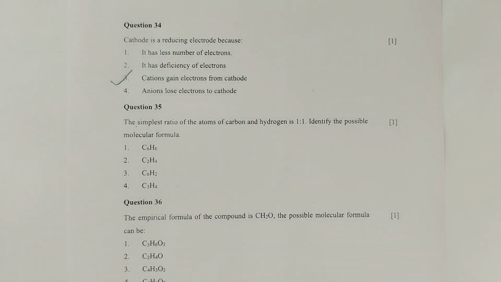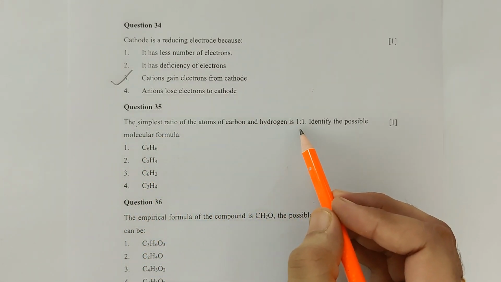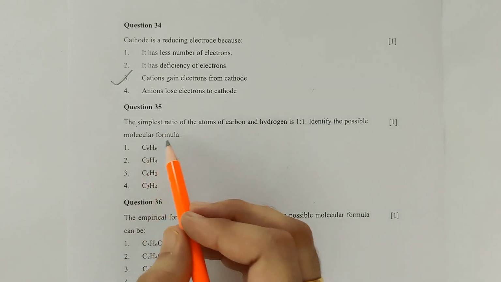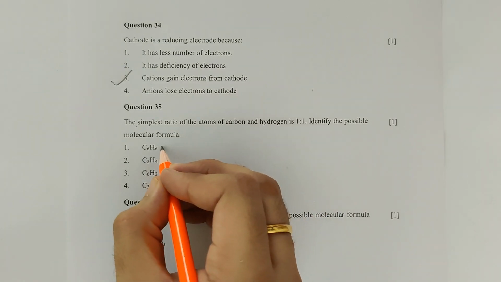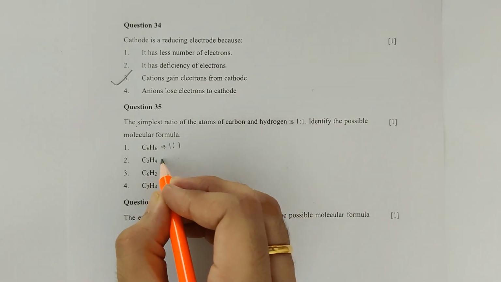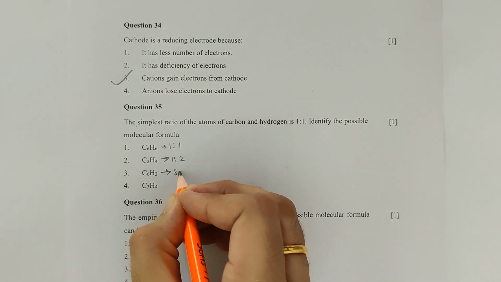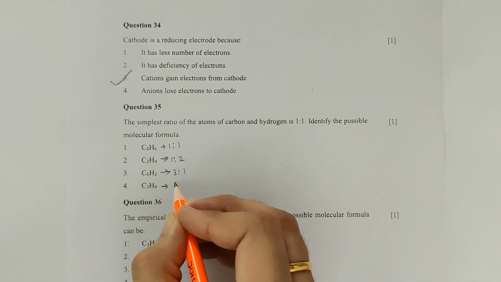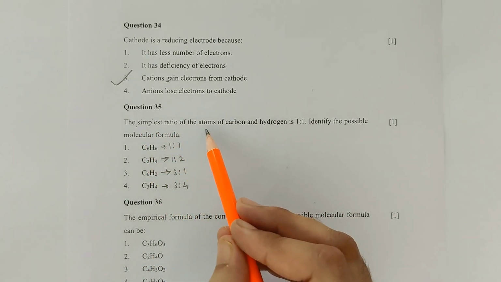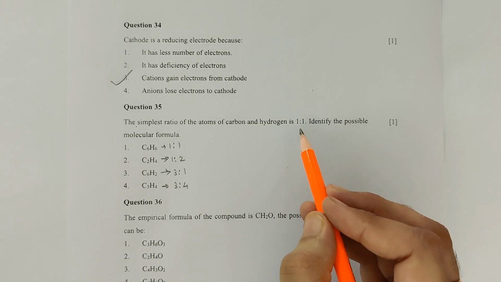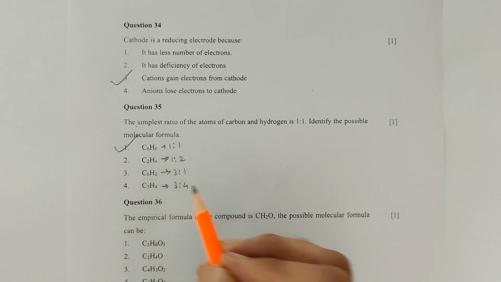Moving on to question number 35, we have the simplest ratio of the atoms of carbon and hydrogen is 1:1. Identify the possible molecular formula. Let's check out the simplest ratio for all the 4 options. For the first option, it will be 1:1. For the second option, it will be 1:2. For the third option, it will be 3:1. And for the fourth option, it will be 3:4. Now in the question it is given that the simplest ratio of the atoms of carbon and hydrogen is 1:1. So the correct option will be option 1 because the simplest ratio over here is 1:1.